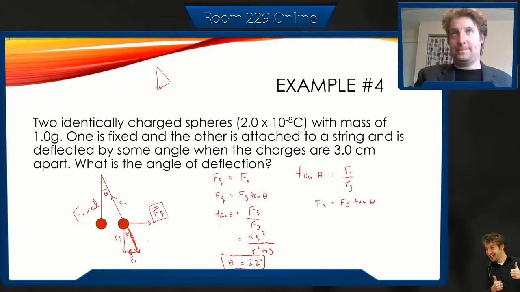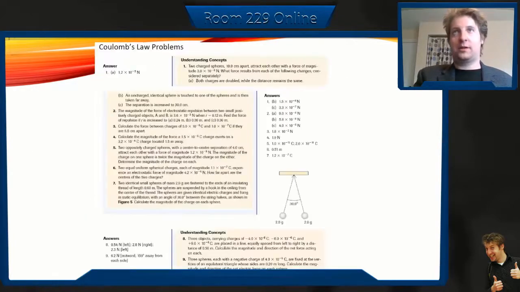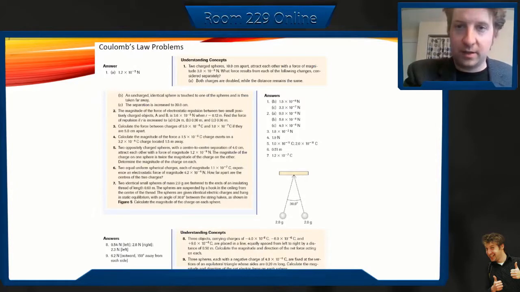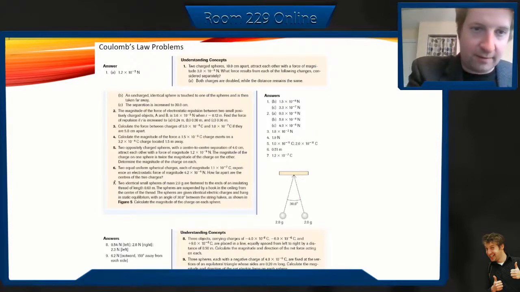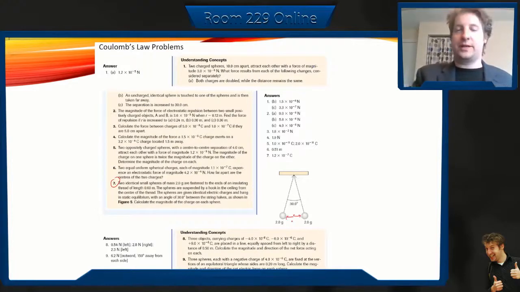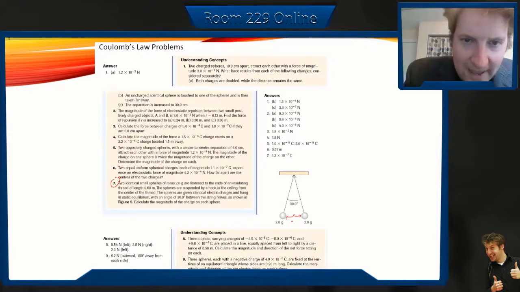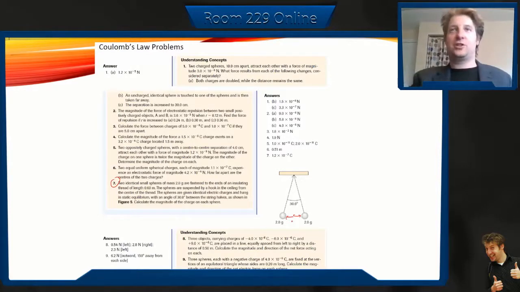Okay, so that's a little bit complicated. One very similar to this is number 7. But in this case, they're both able to swing, and it tells you the angle, and you just have to figure out the magnitude of the charges on each sphere. Okay, you're solving for Q instead of theta. All right, so basically pretty long.